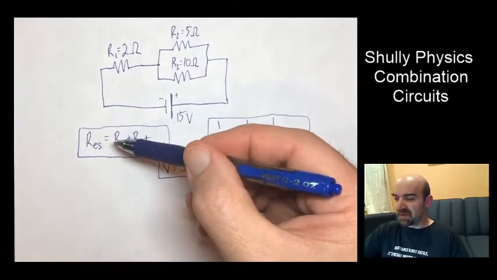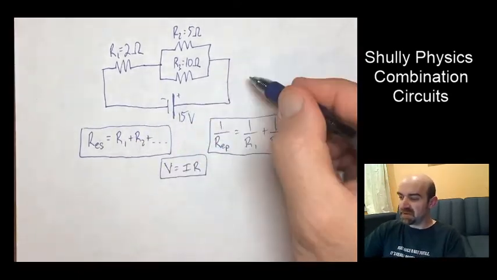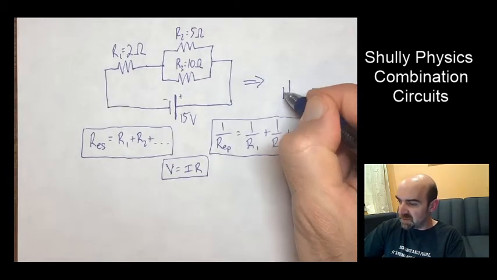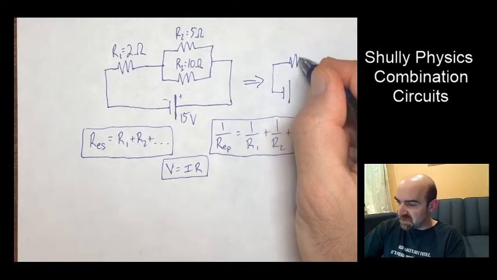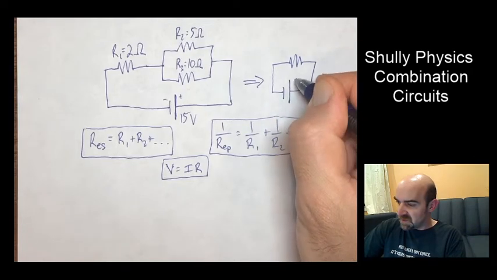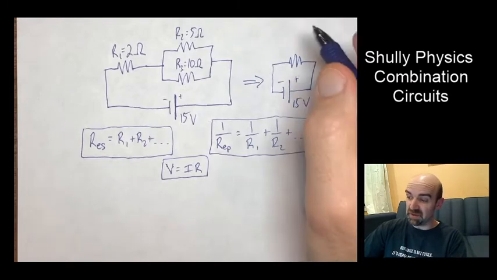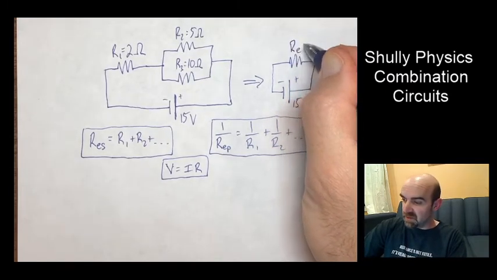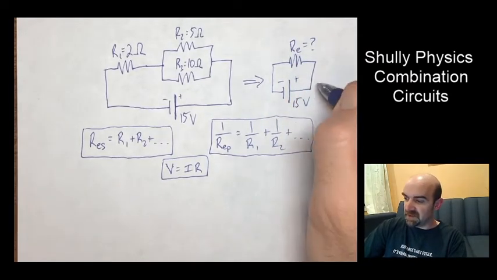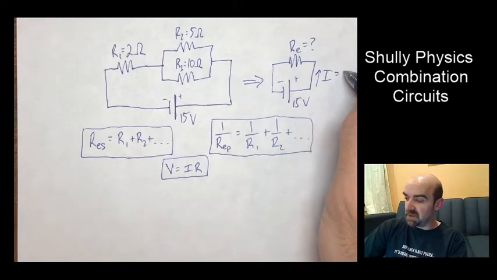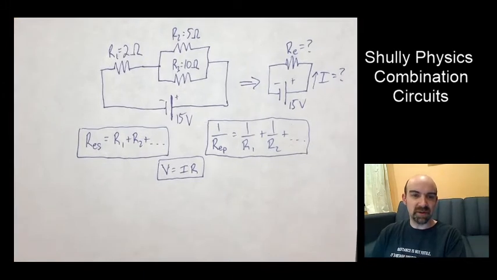If we're to try to find the equivalent resistance, what we're going to try to do is turn this into a single resistor. That's our goal here. What is the equivalent resistance of all those resistors together? And the last thing is, what is the flow of current going to be? So these are the two things we're going to try to find out here.